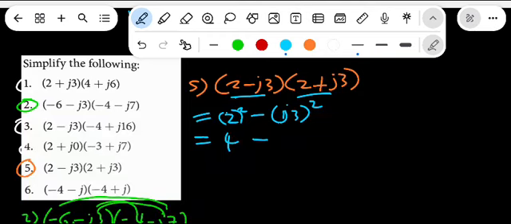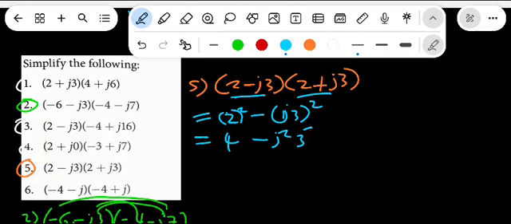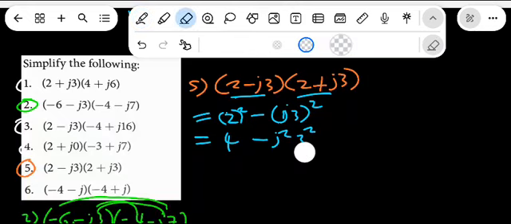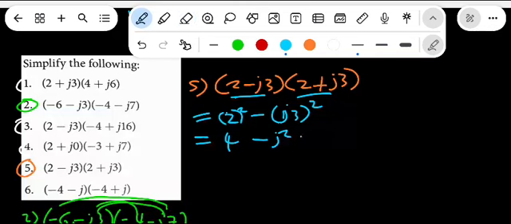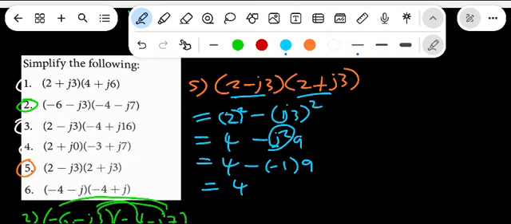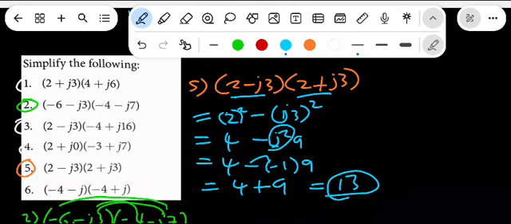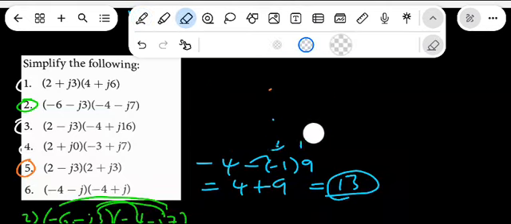This will be 4. This will be j squared times 3 squared, which is 9. So 4 minus, this j squared is minus 1, then this will be 4 plus 9. This will give us 13. Those are conjugate pairs. So multiplying the conjugates.